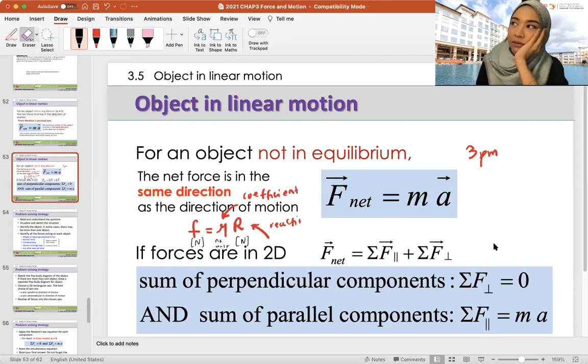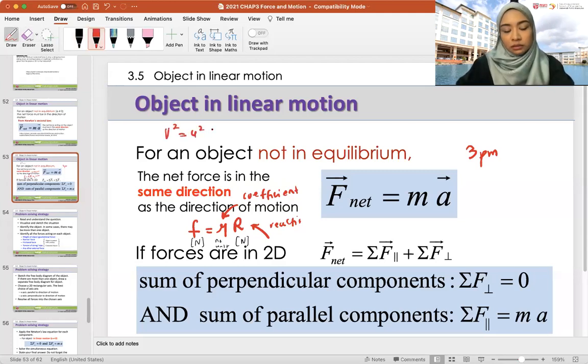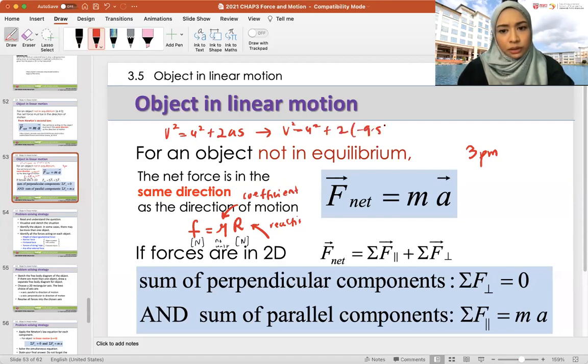But I've had the same question before, and I don't understand why you say it's positive. Where did you get a positive G? When we do V squared equals U squared plus 2AS, for example, 2AS, and we are talking about projectile on the Y axis. Projectile has a Y axis. So this becomes V squared equals U squared plus 2 times minus 9.81. Was it positive? It's minus, right?